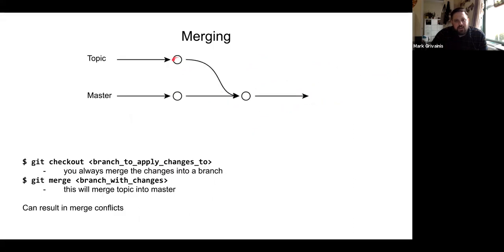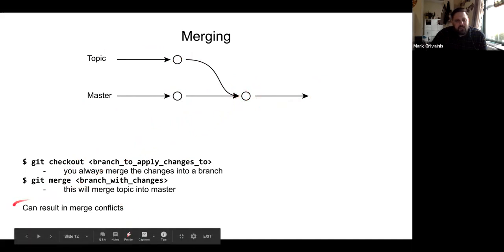So this would take our separate branch and change master to look like our new topic. Something to remember if you ever do merging, you always merge into a branch. So you start by checking out the branch that you want to apply the changes to. In this case, it would be master. And then you type git merge and the name of the branch that you would like to merge the changes from. So this will then merge all the changes into the new branch.